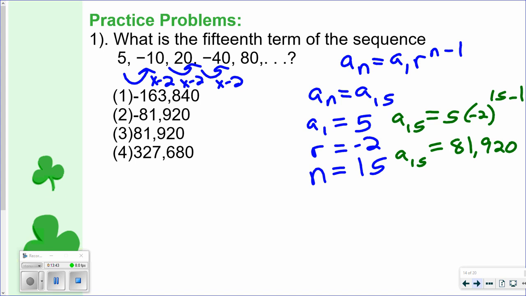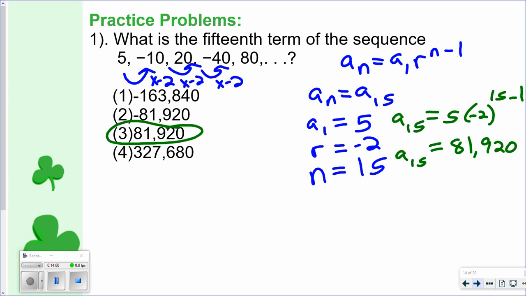And when you plug it in, verify this should be your answer. So we should get choice 3. Make sure you plug in right now to make sure you're getting this. Otherwise, you might have missed the minus sign. You might have missed the negative, positive.